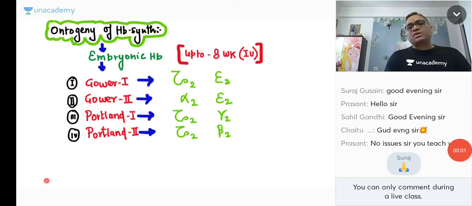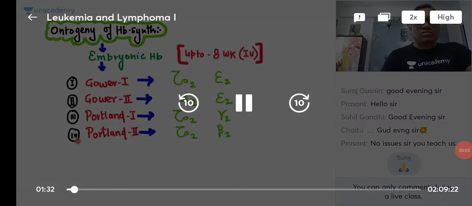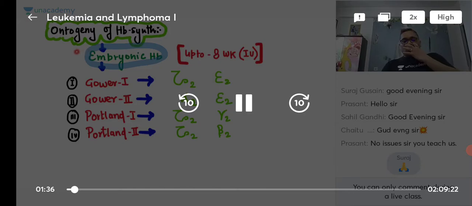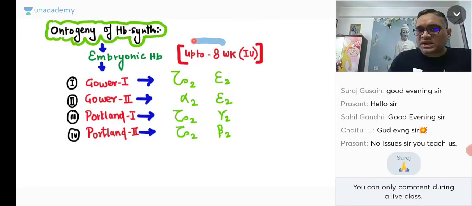Today I have told you about the ontogeny of hemoglobin synthesis, how hemoglobin synthesis starts. Hemoglobin synthesis starts during embryonic life, and it is called embryonic hemoglobin. Embryonic hemoglobin is present up to 8 weeks. Already I have told you, 8 weeks of intrauterine life. So embryonic hemoglobin is present up to 8 weeks of intrauterine life, and these are four in number.